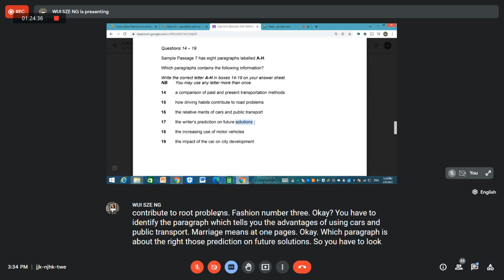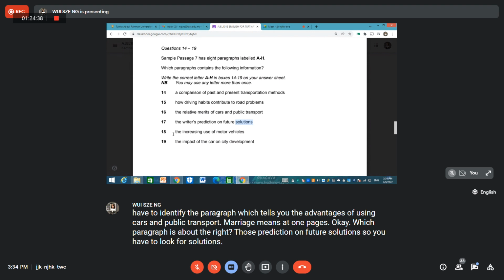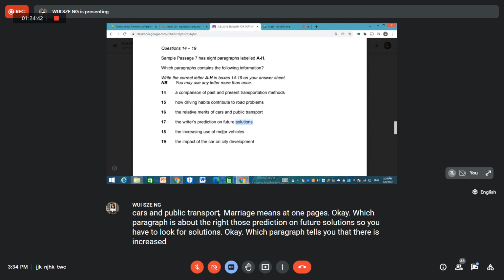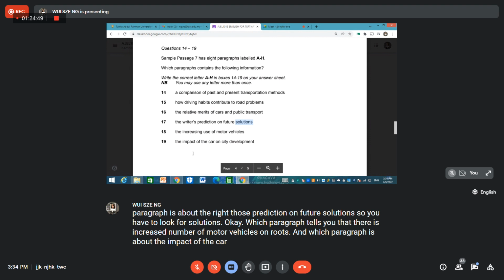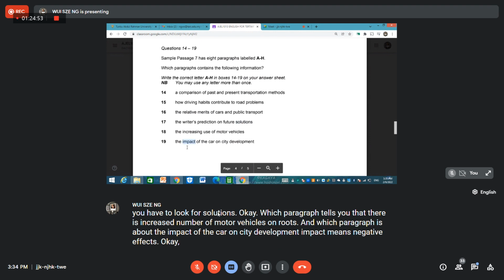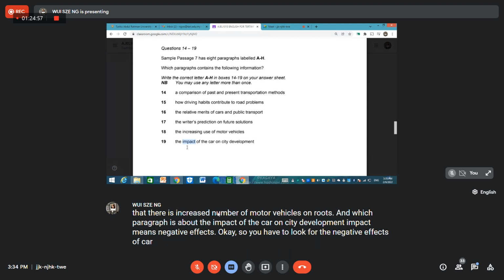Which paragraph is about the writer's prediction on future solutions? So you have to look for solutions. Which paragraph tells you that there is an increased number of motor vehicles on roads? And which paragraph is about the impact of the car on city development? Impact means negative effects. So you have to look for the negative effects of the car on city development.